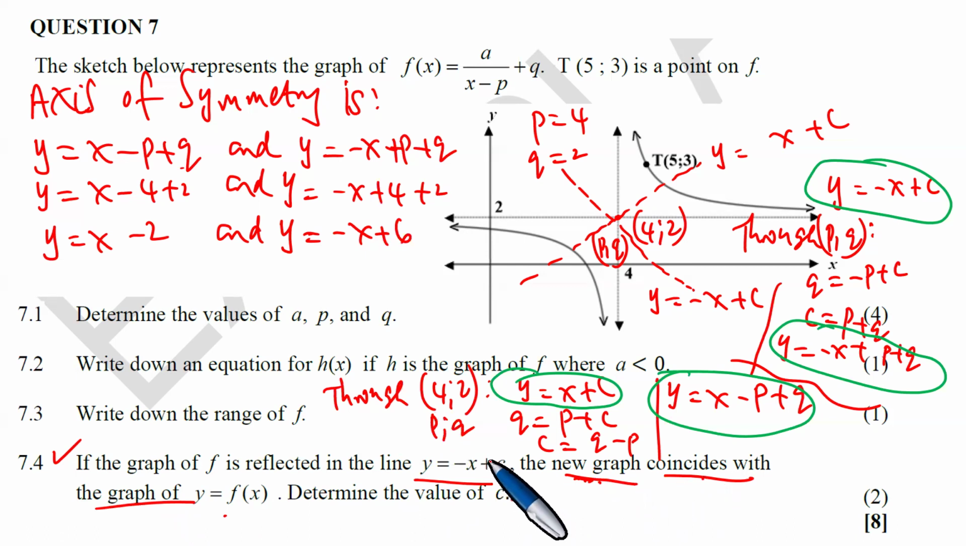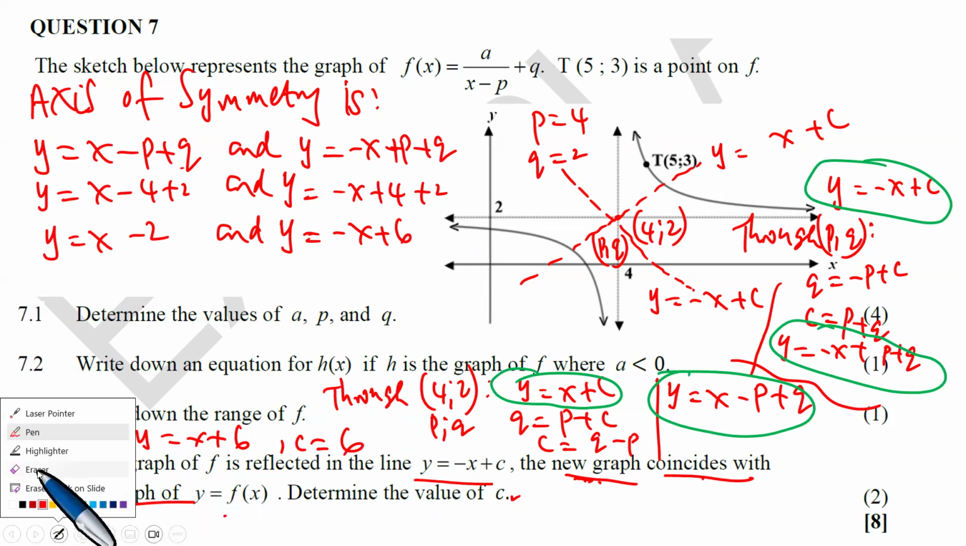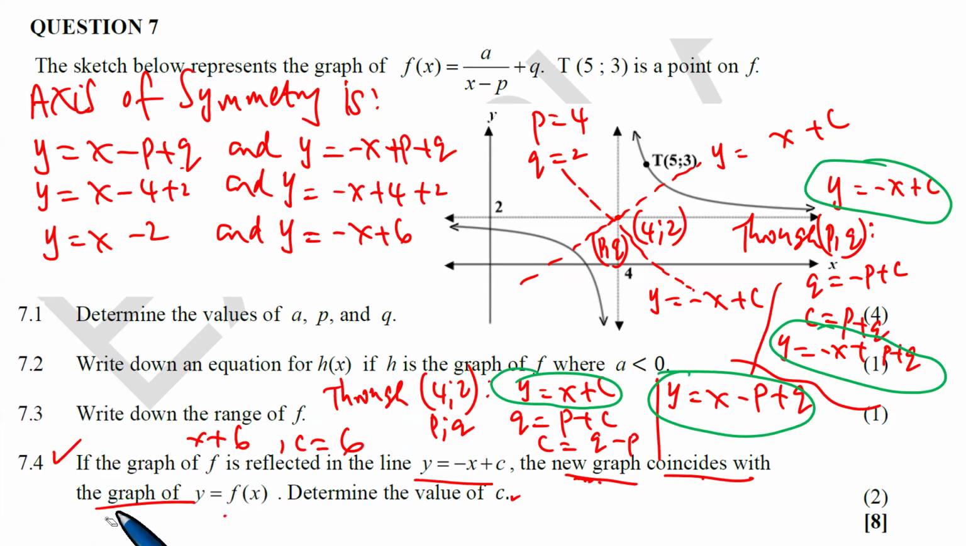For the negative slope, the C you can get is exactly 6. So you have Y equals minus X plus 6. That is what we've got, which means C is equal to 6. As I said here, Y is equal to minus X plus 6.